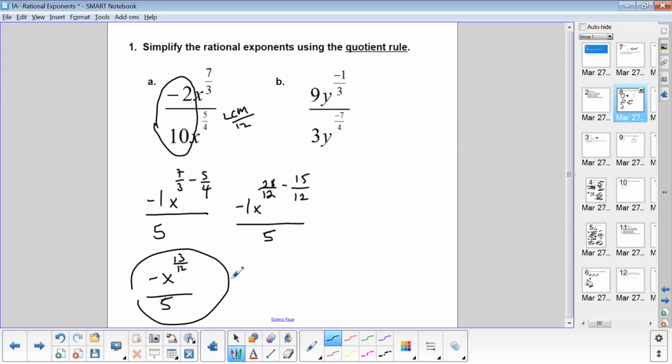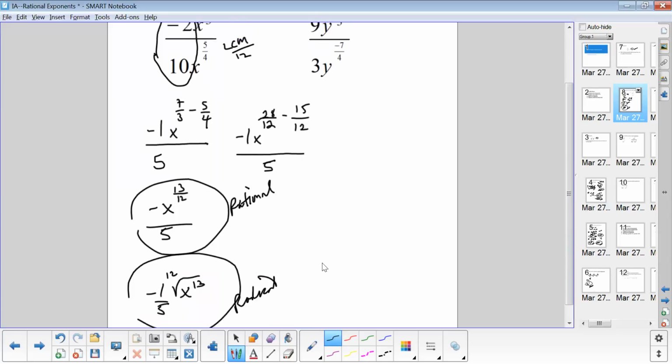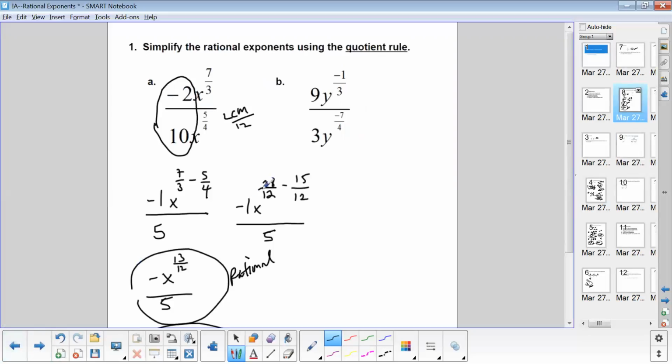That's the rational expression. And the radical would be negative 1/5 times x to the 13th power, and the denominator was 12, so it's the 12th root. So there's your radical. Okay, part B. 9 divided by 3 is 3, and the quotient will stay in the numerator.